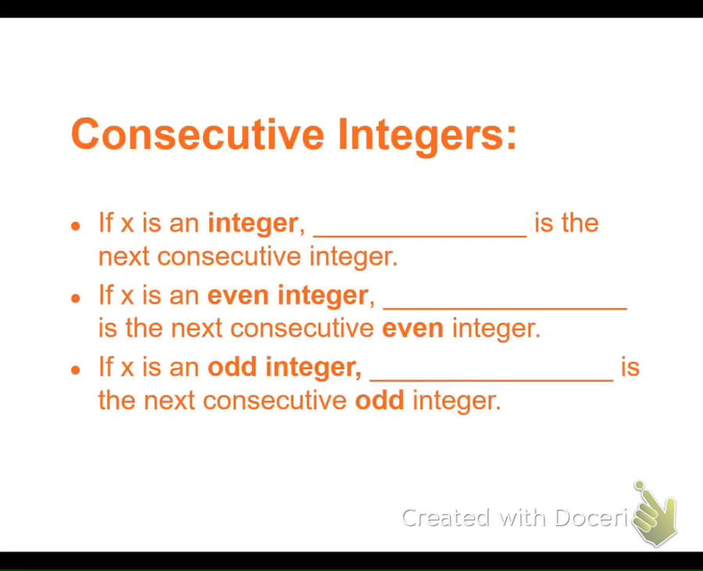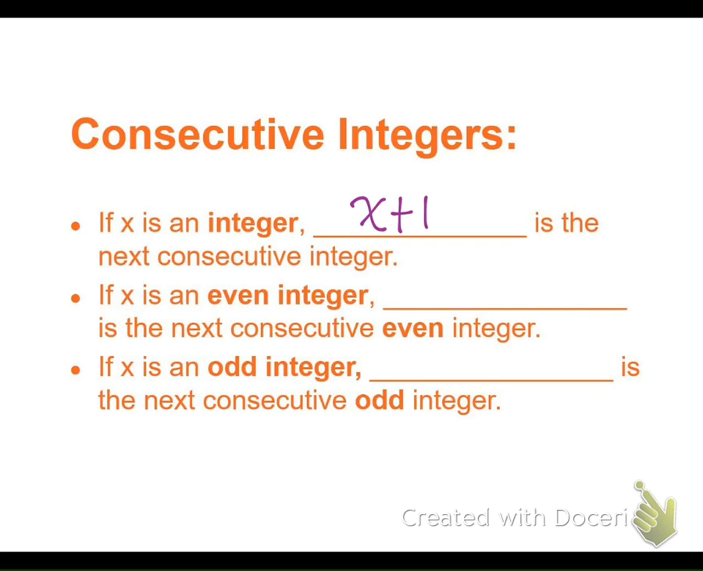All right, we've got some notes about consecutive integers. If x is an integer, what is the next consecutive integer? Well, this is something we talked a little bit about once before. I'm just going to get more into it now. To get to a consecutive number, you have to add 1 to it. So if x is our integer, x plus 1 is the next consecutive integer.